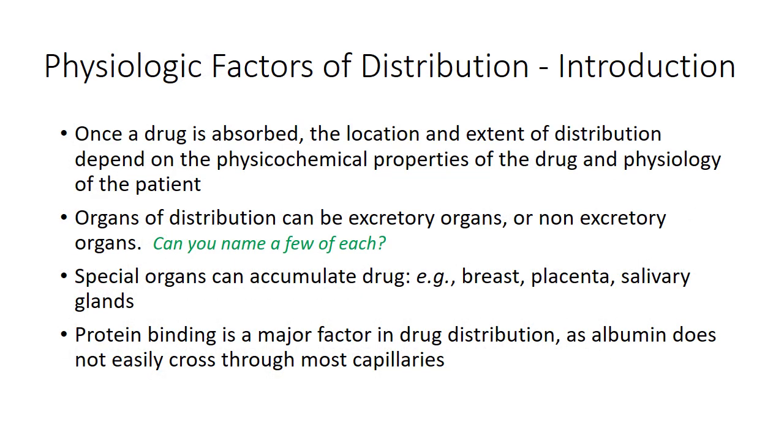So this is the introduction to the physiologic factors of distribution. Once a drug is absorbed, the location and extent of distribution depend on the physical chemical properties of the drug and the physiology of the patient. So things like lipophilicity of the drug. So is it ionized or is it nonpolar? A drug size, and then of course physiology, as I said here. So organ function. Does someone have poor blood flow to an organ because of a disease like cirrhosis, for example? Does that affect drug distribution into that organ? So all those things are going to be important.